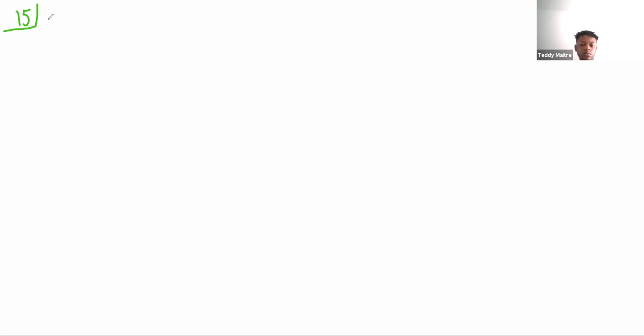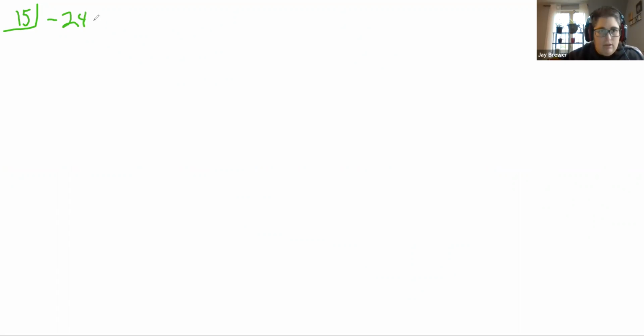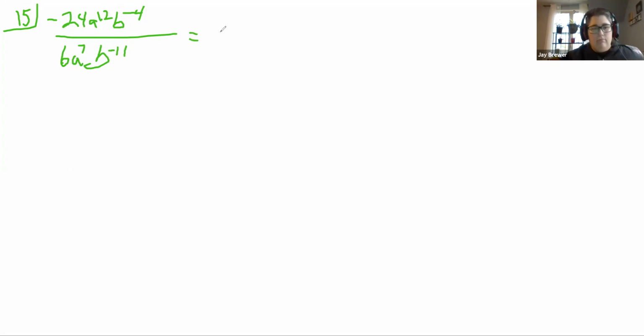All right, just working with some negative exponents. So a to the 12th, b to the negative 4 over 6, a to the 7th, b to the negative 11. Okay, so the first thing you want to get kind of on lock is your coefficients. So negative 24 divided by 6 is going to give you what? Negative 4. Mm-hmm. So there's that part. And that's going to stay on the top because it's just a regular number.